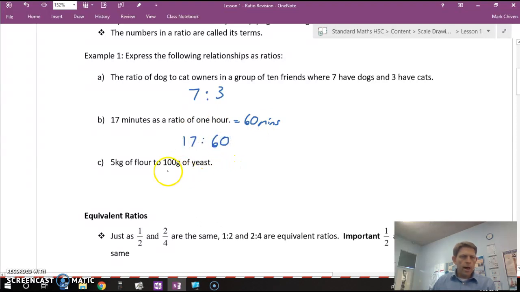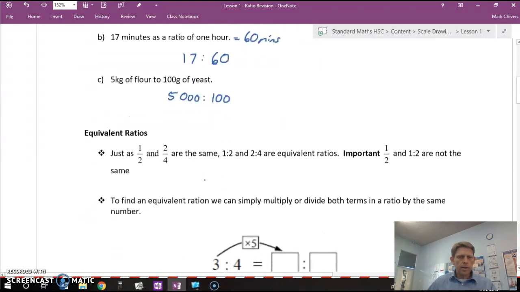Okay. For the next one, I've got 5 kilos to 100 grams of flour. Once again, I'm going to look at this 5 kilos and say I want that in grams instead. So 5 kilos in grams would be 5,000 grams. And then I can express the other side of the ratio because it's already in grams. So 5,000 is to 100. Now, clearly, I can simplify that ratio, but I'll deal with that a little bit down the page.